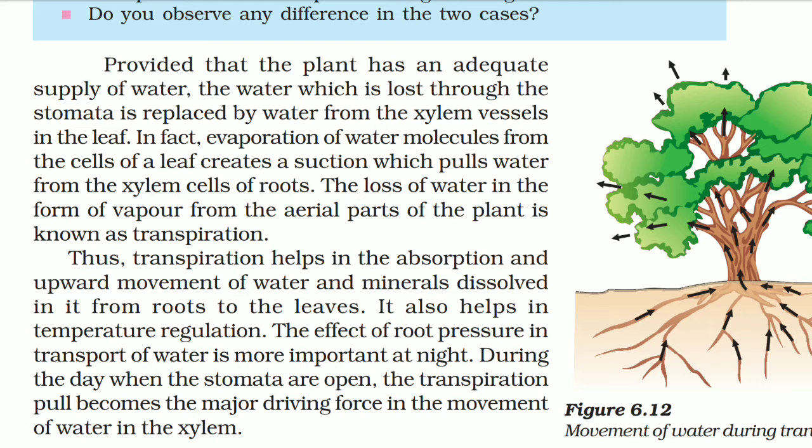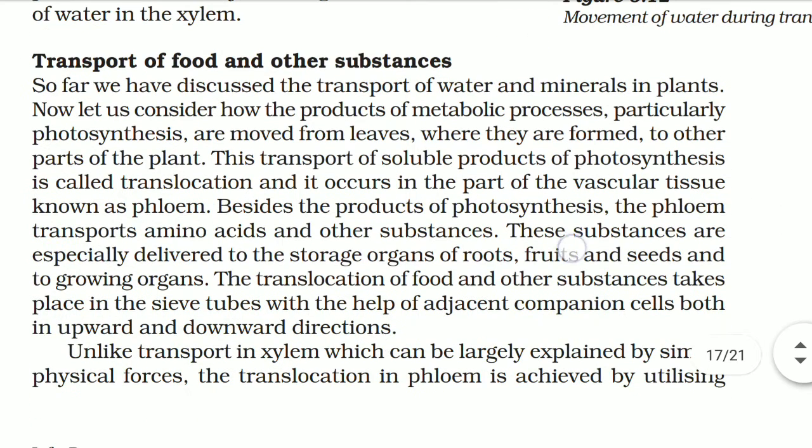The loss of water in the form of vapor from the aerial parts of the plant is known as transpiration. Thus, transpiration helps in the absorption and upward movement of water and minerals dissolved in it from root to the leaves. It also helps in temperature regulation. The effect of root pressure in transport of water is more important at night. During the day, when the stomata are open, the transpiration pull becomes the major driving force in the movement of water in the xylem. Transport of food and other substances.